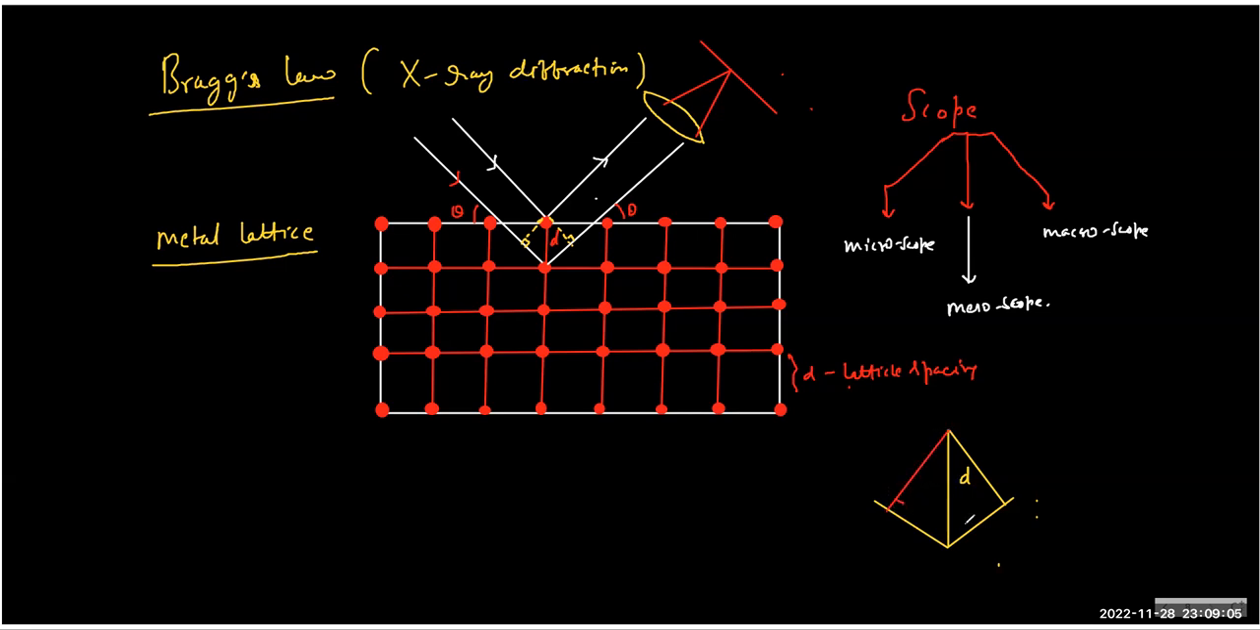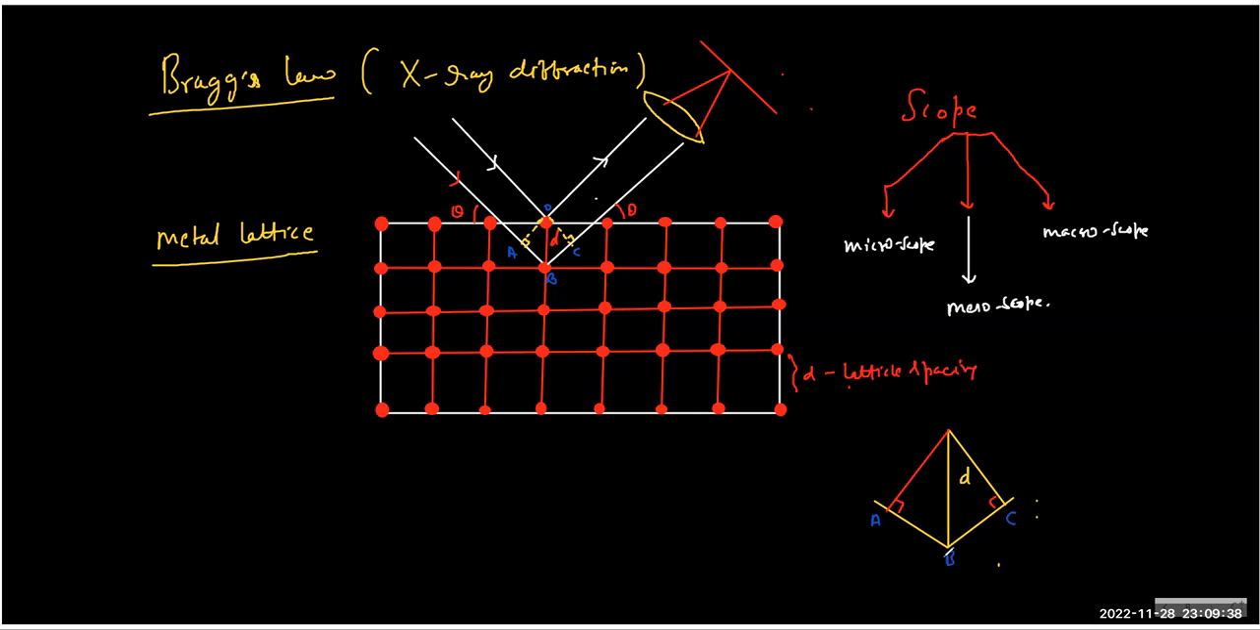So do you realize the meaning of path difference? Let's see, up to here you travel the same distance, right? Let's say OA, BC. Up to OA, both waves have traveled the same distance, and beyond OC, you can again see both have traveled the same distance. So which wave has traveled more distance? The bottom one? Yes. So the question is, how much extra has it traveled?